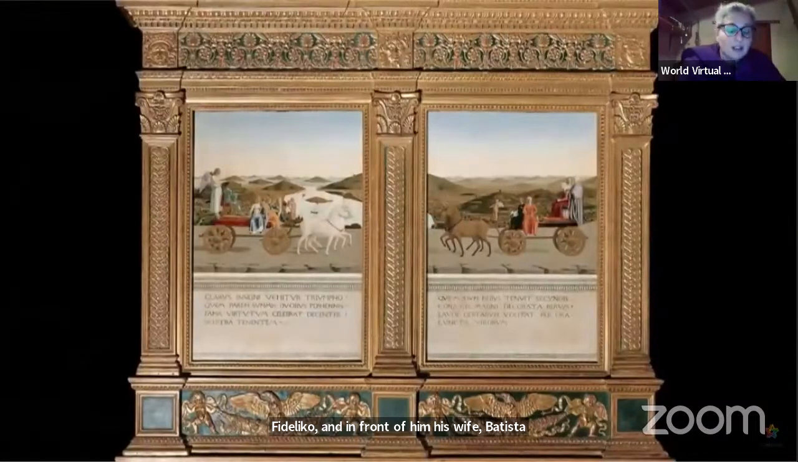Oh, yes. And of course, it also has a back. These panels are also painted on the back. And of course, we're going to talk about what it represents.